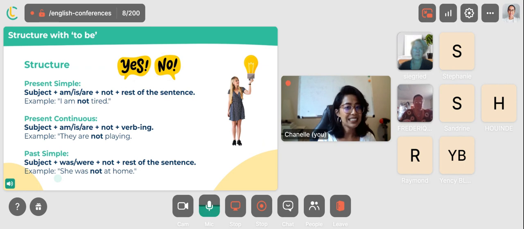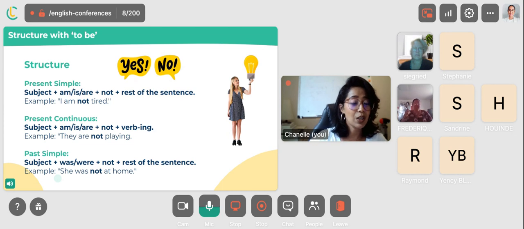So what is the structure? For the present simple, we have the subject. So I, you, he, she, it, we, you, and they, plus the verb to be in the present tense, am, is, or are, plus the word not, and then the rest of the sentence. For example, I am not tired.